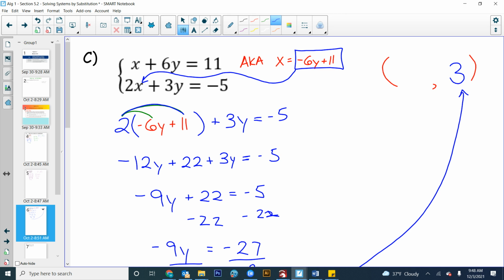Careful there. We solve for y. We have the y value of the point where the 2 lines meet.